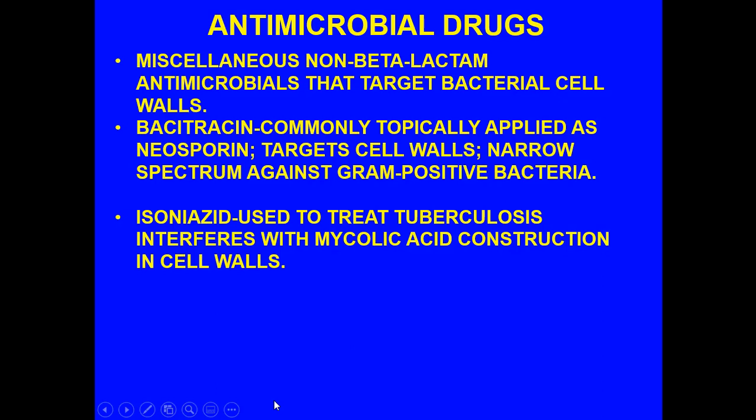Now, there are other miscellaneous non-beta-lactam antimicrobials that do target bacterial cell walls. Bacitracin, commonly topically applied as Neosporin. It targets the cell walls. It is a narrow spectrum against gram-positive bacteria. Isoniazid, which is used to treat tuberculosis because it interferes with mycolic acid construction in the cell walls, which you see with Mycobacterium tuberculosis. Okay.